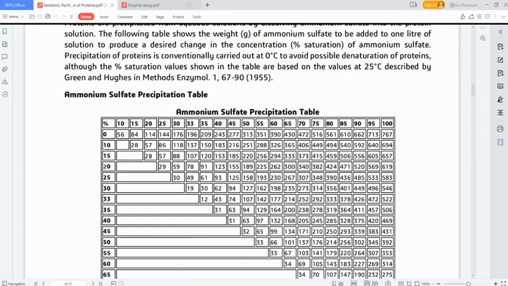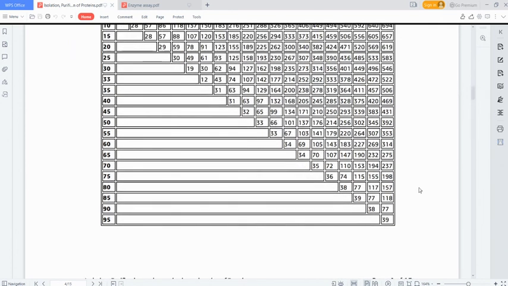So if you have 20%, you want to achieve 25%, it means you're going to add 2.7 grams. So with that, you can get your different methods of protein precipitation.